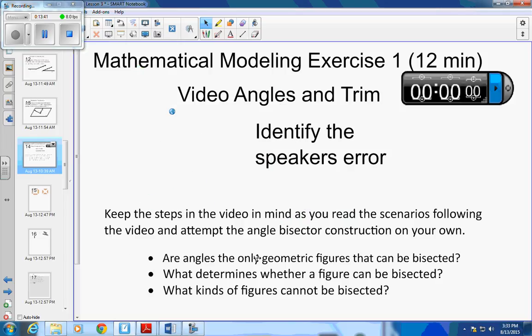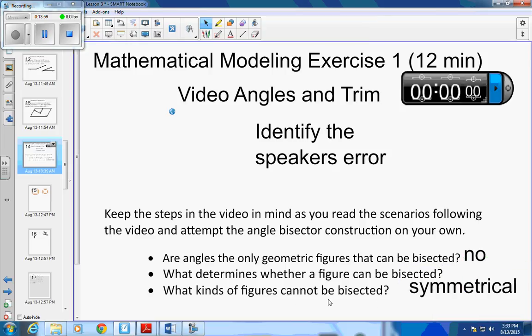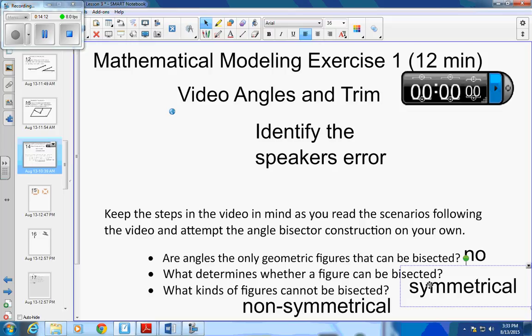So are angles the only geometric figure that can be bisected? The answer to that is no. What determines whether a figure can be bisected? Well, it has to be symmetrical. Okay, so symmetrical. And what kinds of figures cannot be bisected? And that would be non-symmetrical figures cannot be bisected. So to cut something in half and have two equal parts, you have to have some symmetry going on there.